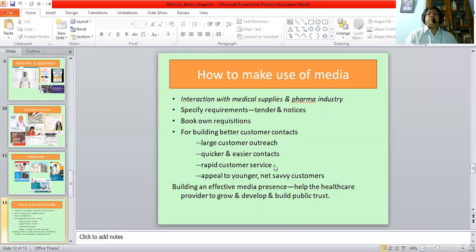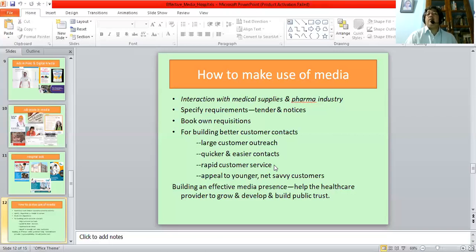You need to maintain a large customer base, a client base, and also a database about all these medical suppliers, equipment specialists, and others. You need the database so that you can have a good outreach, you can have quick and easier contacts, and rapid service.